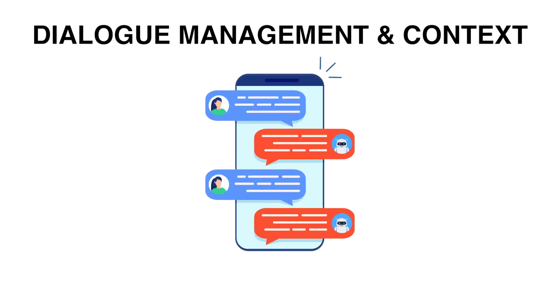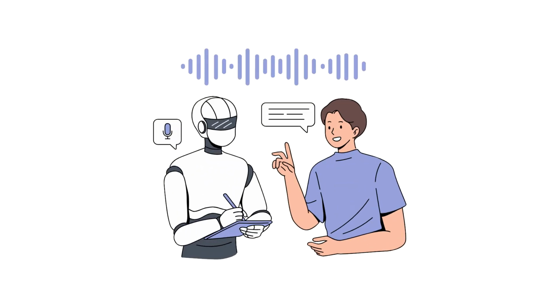In a nutshell, dialogue management and context are like the secret sauce that makes ChatGPT's conversations feel natural and meaningful. They allow us to have back-and-forth communication, ask follow-up questions, and build on our previous messages. It's like having a virtual friend who remembers what we talked about yesterday.